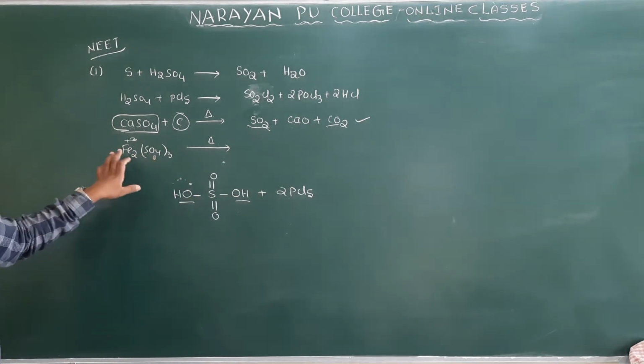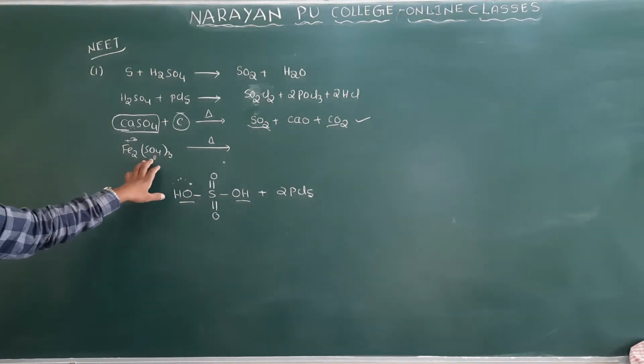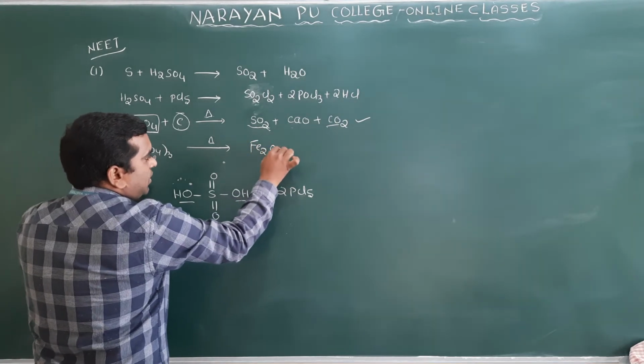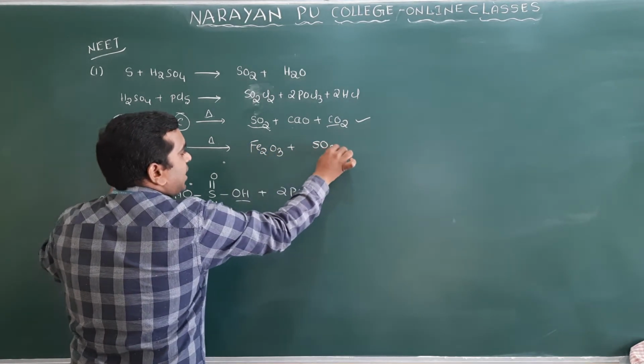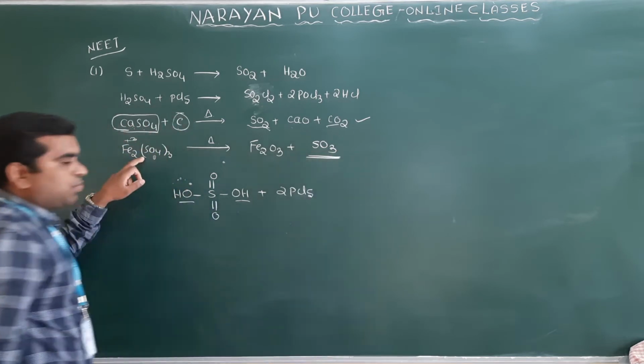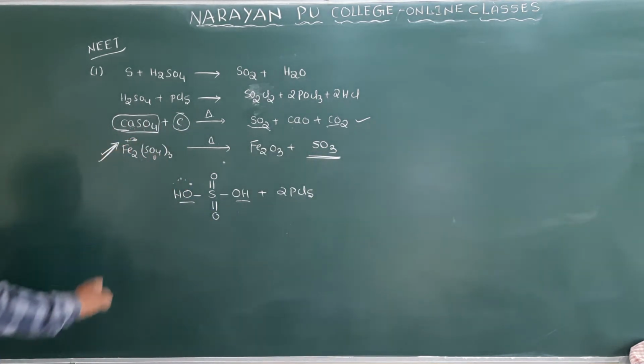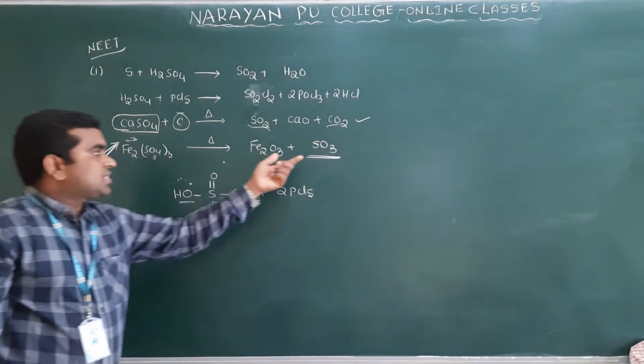In the same way, if you heat ferric sulfate, you will get ferric oxide, Fe2O3, plus SO3. This is important. This is the compound which is used to prepare sulfur trioxide.